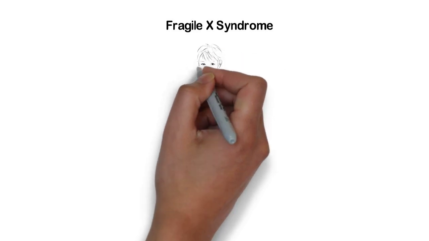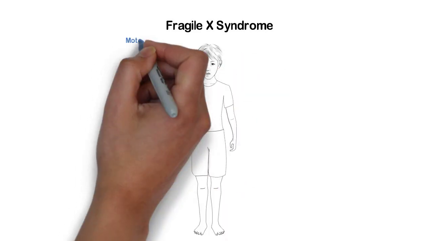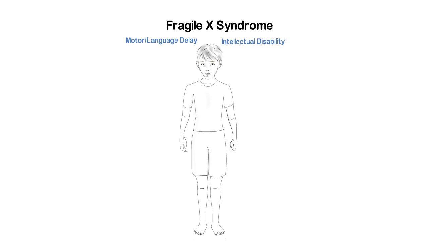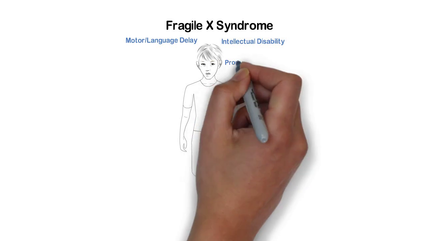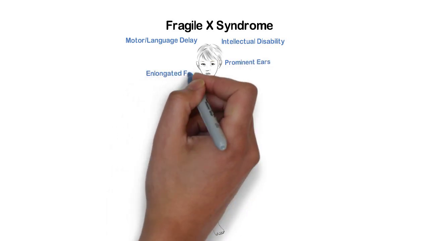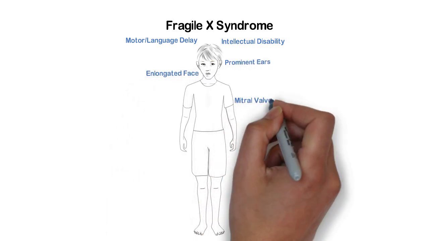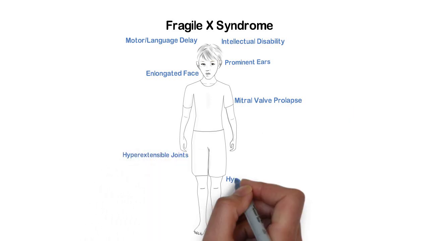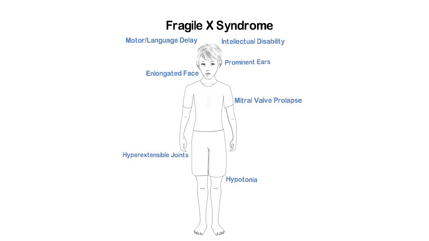Fragile X syndrome is characterized by delayed developmental milestones, including motor and language delay and intellectual disability. Physical manifestations of the syndrome are subtle, but can include prominent ears, an elongated face, mitral valve prolapse within the heart, hyperextensible joints, hypotonia, also known as decreased muscle tone, and flat feet.